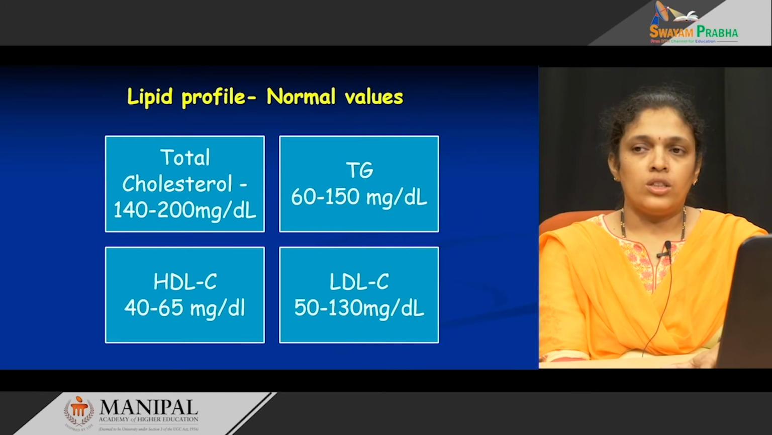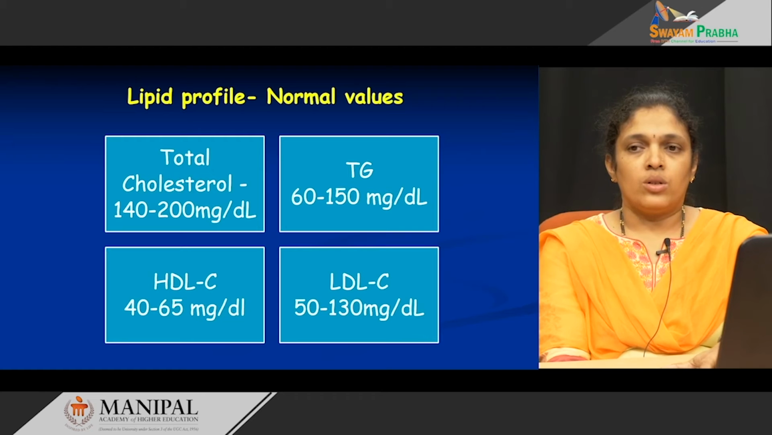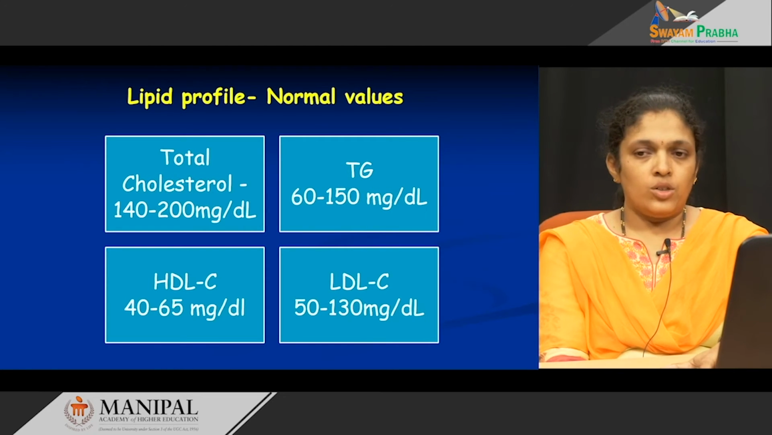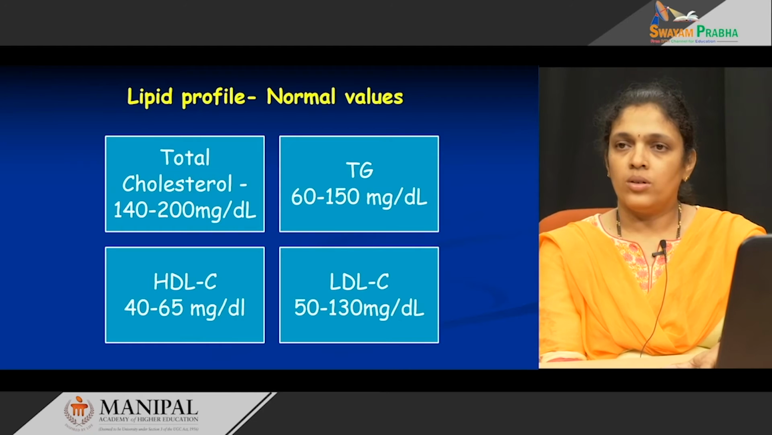So, we have the total cholesterol, triglyceride, HDL cholesterol and LDL cholesterol. The important point is that we should not have total cholesterol of more than 200, TG of more than 150, or LDL of more than 130 milligrams per deciliter. HDL should not be very low; it should be above 65 to have good living conditions.